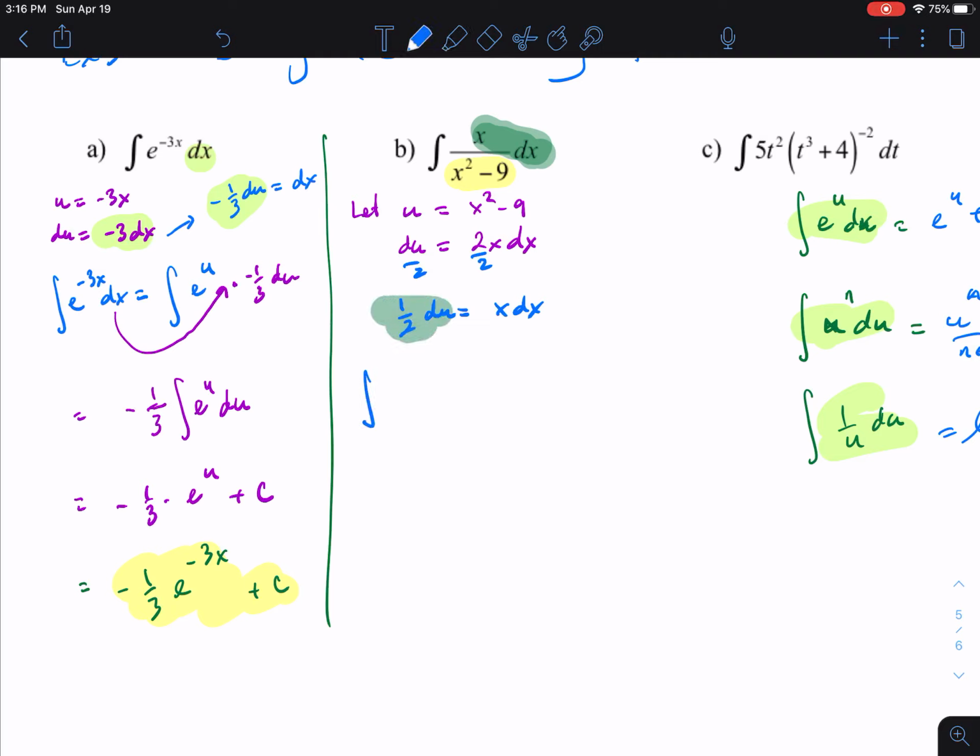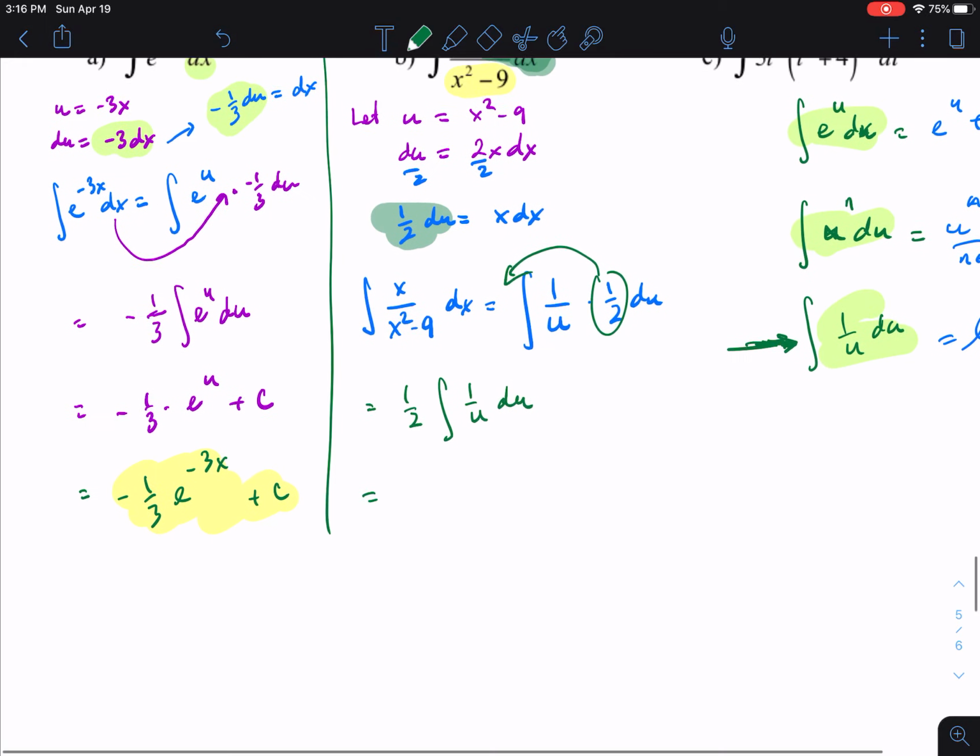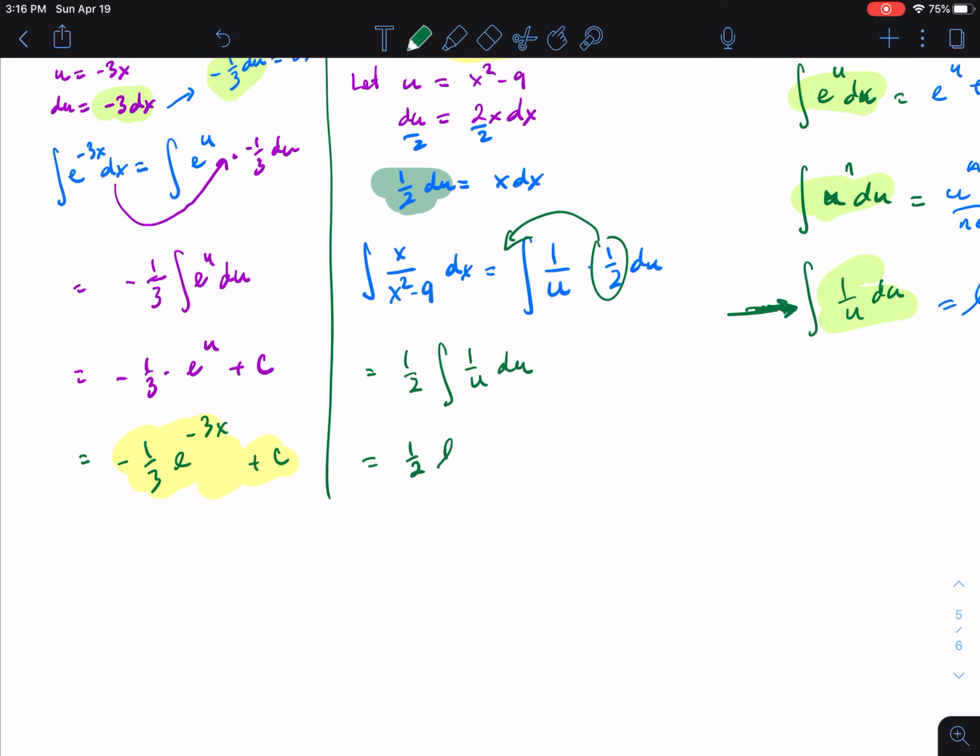So now the integral of x over x squared minus 9 dx is equal to 1 over u, because x squared minus 9 is u, and then the x dx now gets replaced by 1/2 du. And again, this 1/2 can be brought to the front, so we have 1/2 the integral of 1 over u du, and that's using this rule here. So the integral of 1 over u is going to be the natural log of absolute value u plus c.